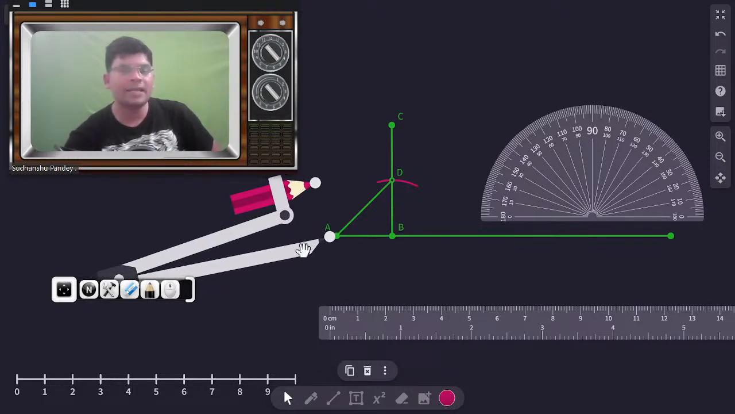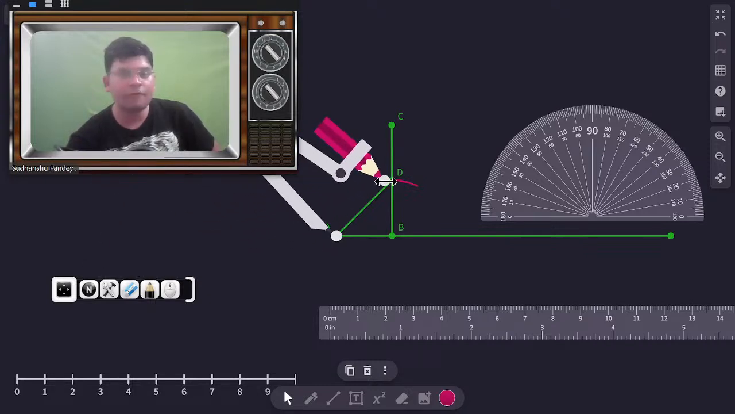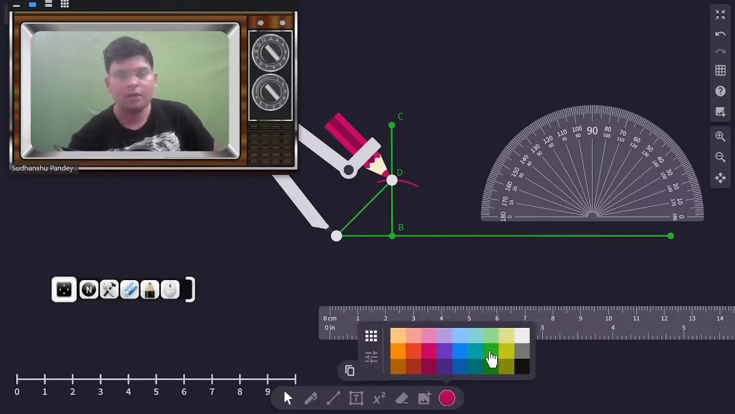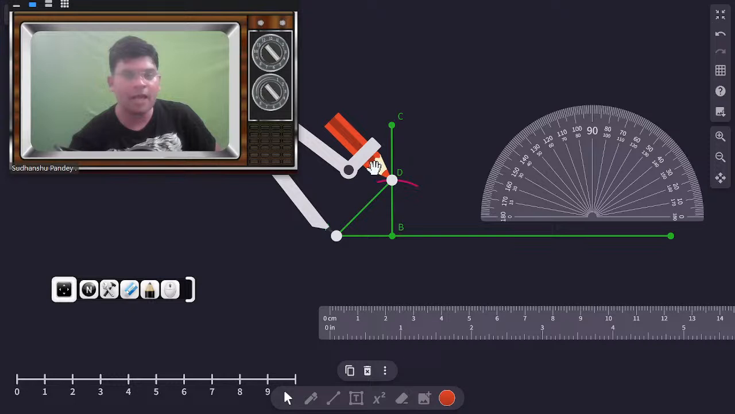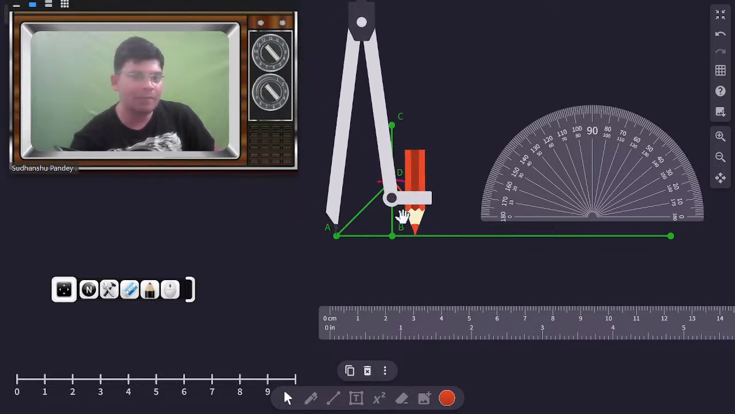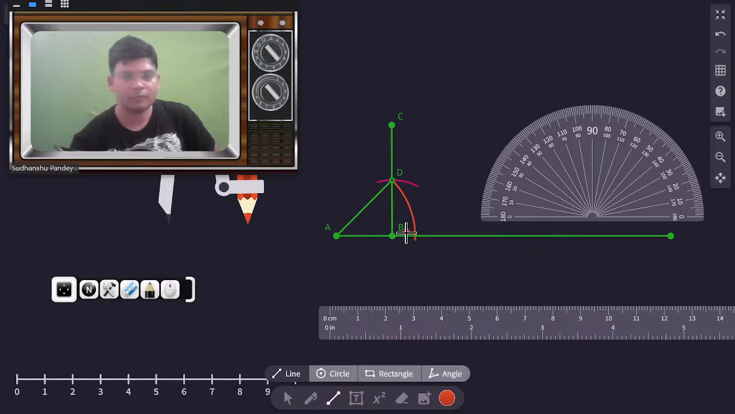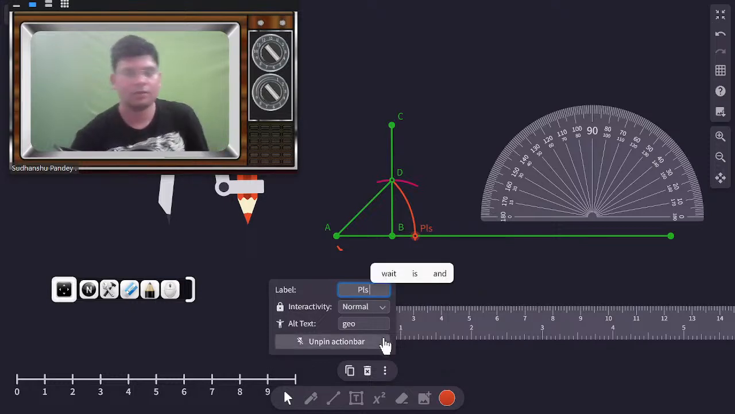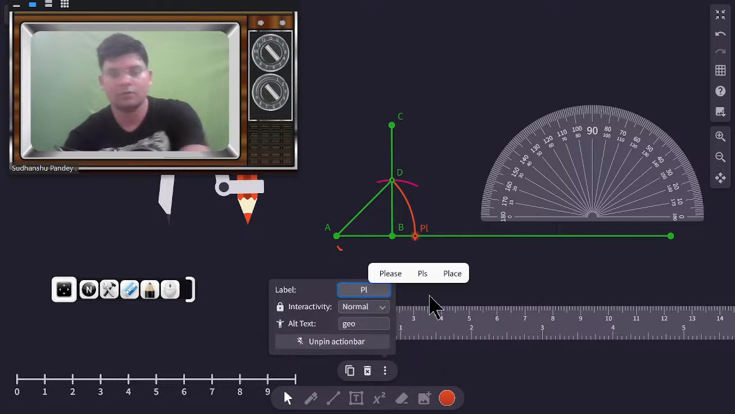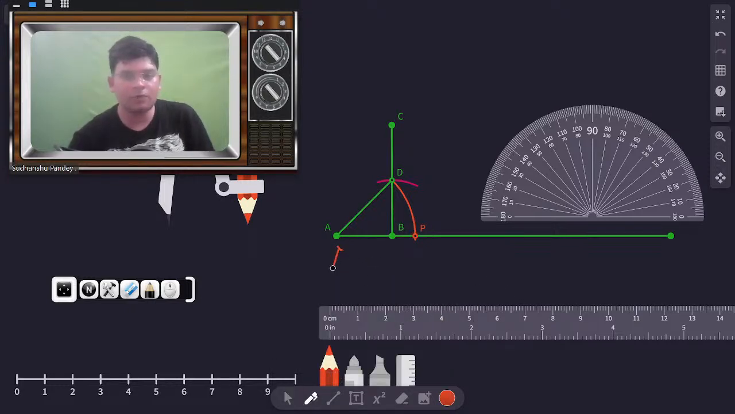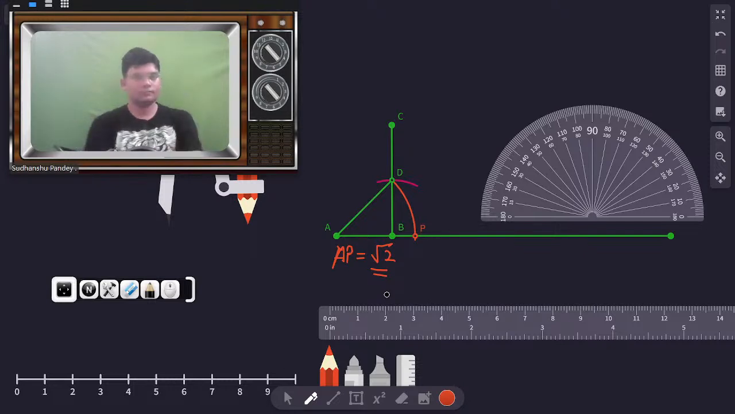Now put your compass at A. Take the radius of AD, and draw an arc cutting the line AB, suppose at P. Let it cut at P. Now AP, this point is P. So now AP is equal to under root of 2. सबको समझ में आया? I am writing all the steps.